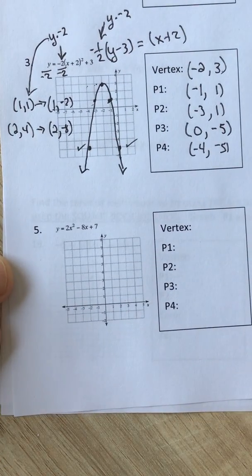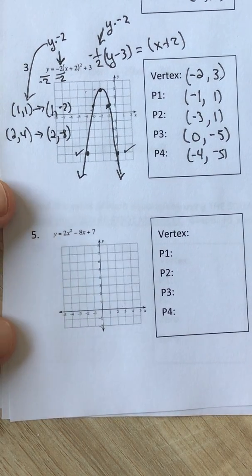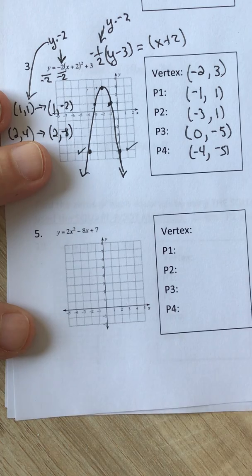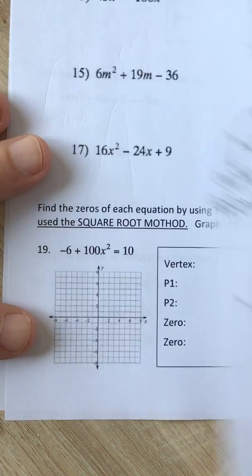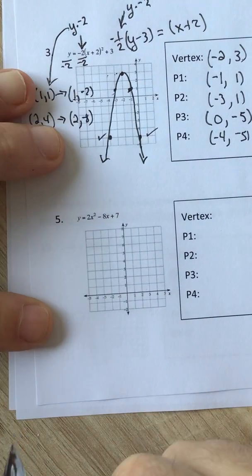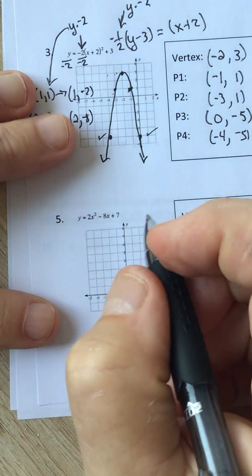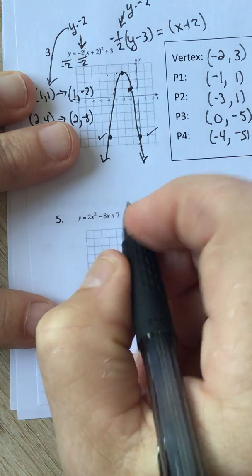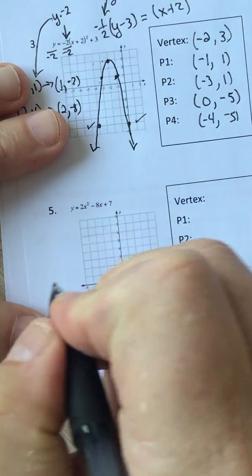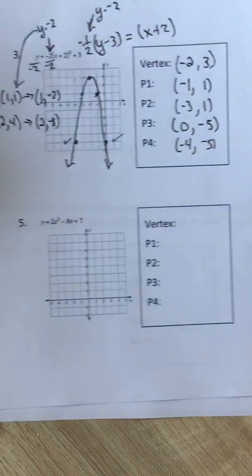Okay, number 5 is in standard form, so we have to fix it first. So I'm going to go ahead and complete the square so I can get it in the form where we can see what the vertex is. Okay, let's see here. I'm going to move the 7 to the other side, where I need some space to do all of this. Let me grab a piece of scratch paper somewhere.